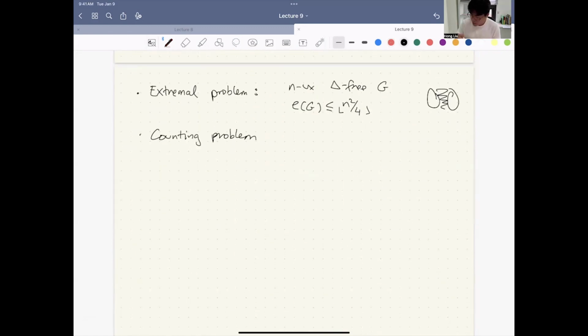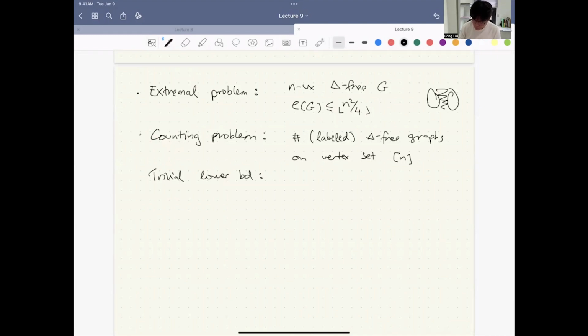Now the counting problem is, what's the number of labeled triangle-free graphs on vertex set 1 to n? Well, trivially, we have a trivial lower bound: it is at least 2 to the n squared over 4, just by taking all subgraphs of this guy.